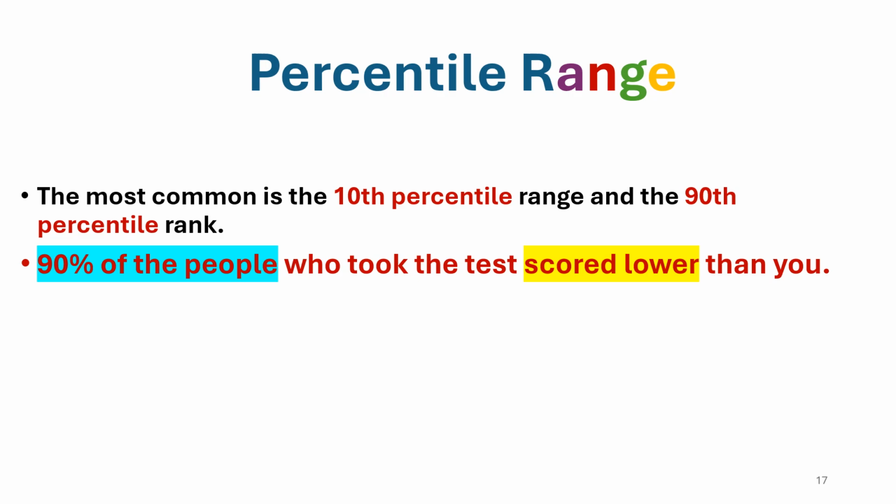Okay, the most common are the 10th percentile range and the 90th percentile. 90% of the people took the test and scored lower than you. That's what you want to do if you're on the SAT or standardized test. If you can't do it, you certainly want to go into the 60th or the 70th, just because colleges are taking these scores competitively and you want to do the best you can. So you want to go 60% and up. Okay, so I think pretty much that's it.